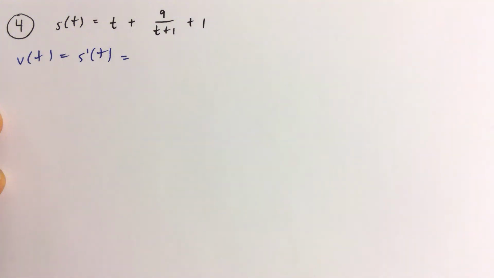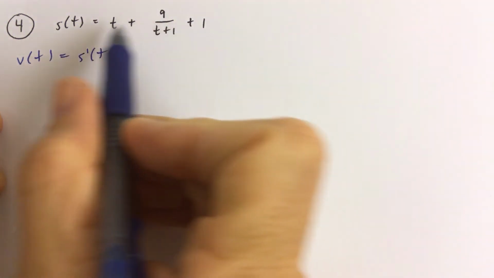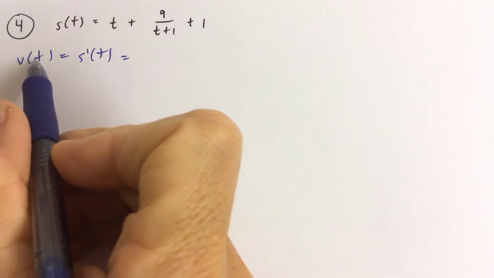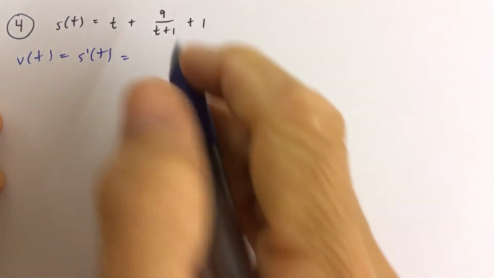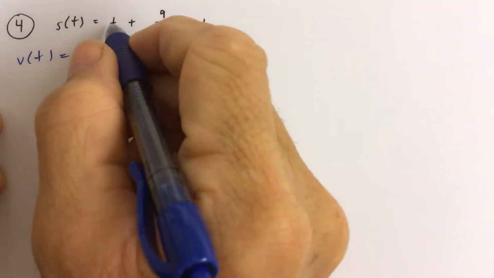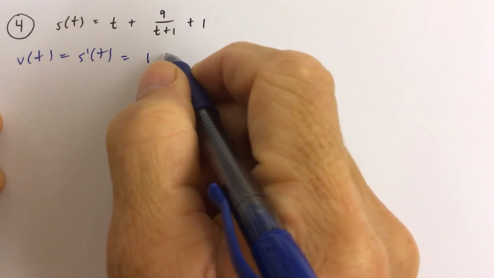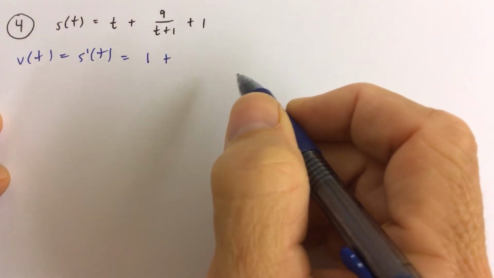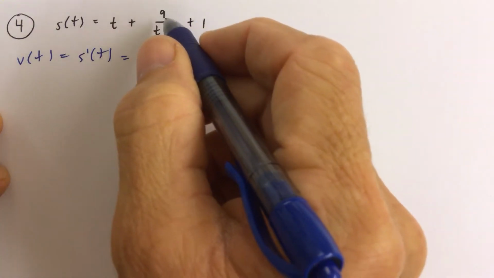So we need to describe the motion of the particle whose position function is given. And to do that, we need to find the velocity first, which is the derivative of the position. And the derivative of the position is the derivative of t, which is 1. And then the derivative of this quotient, we know to use the quotient rule. So we're going to use low d high, high d low.